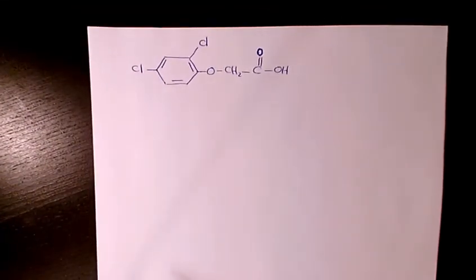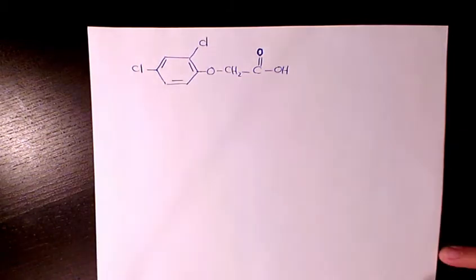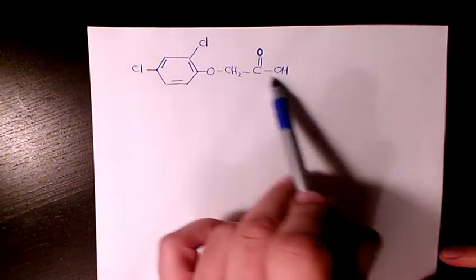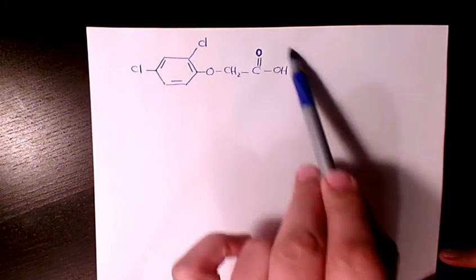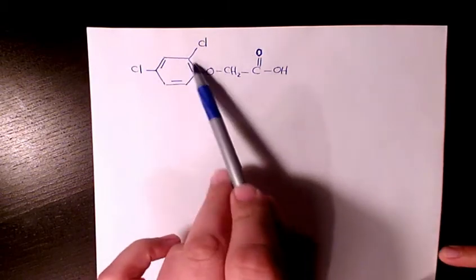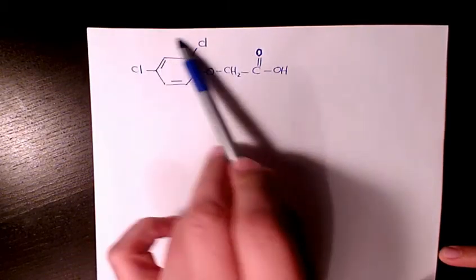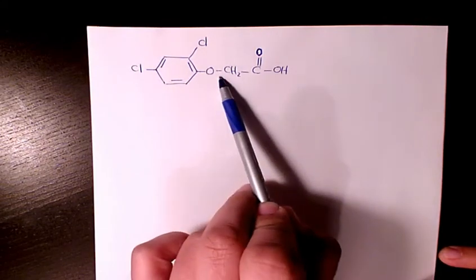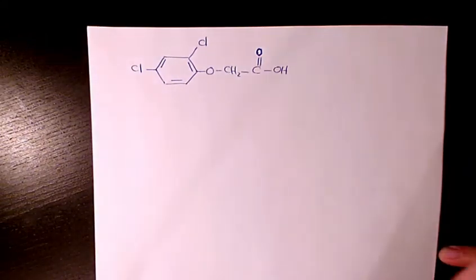Welcome to my channel. In this video I want to show you how to name this organic compound. Here, as you see, we have an organic acid, and here we have a phenolic group, and they're connected to each other by oxygen. So we are dealing with a type of ether.